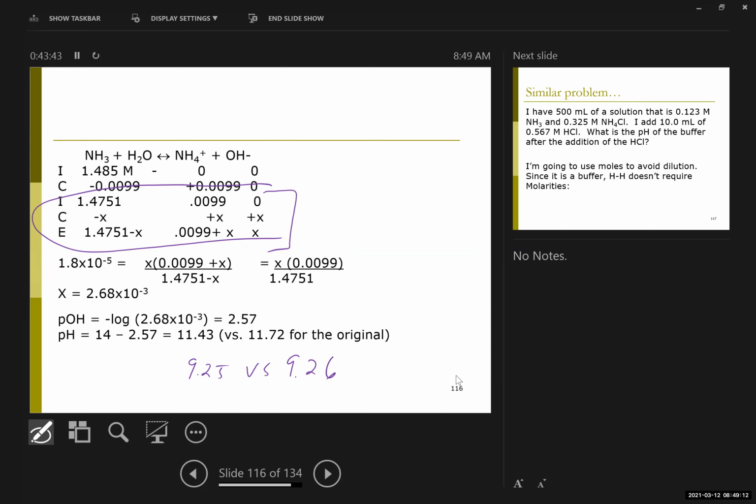The question in the chat was, how do I know it's not a very good buffer? The reason I know it's not a very good buffer is because there's very, very little NH4 plus relative to the amount of NH3. To Derek's point, it is diluted because I added HCl. It was only 1.5 molar when I had no HCl in it. All right.